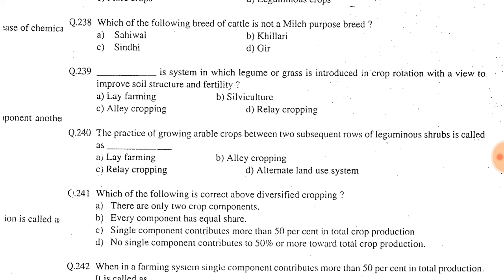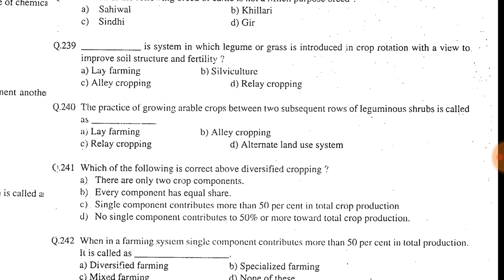239. Ley farming is a system in which legume or grass is introduced in crop rotation with a view to improve soil structure and fertility. 240. The practice of growing arable crops between two subsequent rows of leguminous shrubs is called alley cropping.